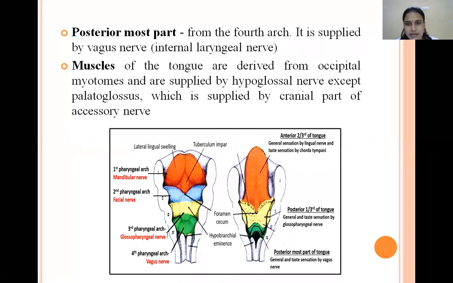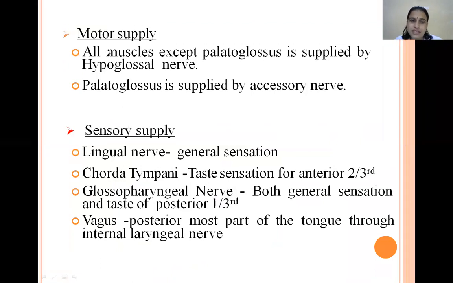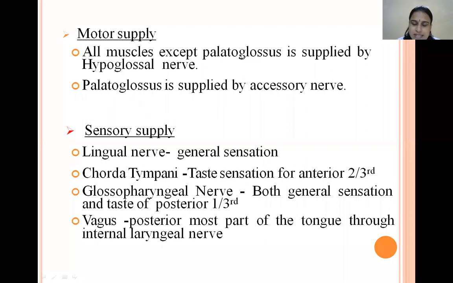The muscles of the tongue are derived from the occipital myotomes, which are supplied by the hypoglossal nerve, except for the palatoglossus. Hence, all the muscles of the tongue are supplied by the hypoglossal nerve, except the palatoglossus, which is supplied by the cranial part of the accessory nerve. Again, the same motor supply of the tongue.